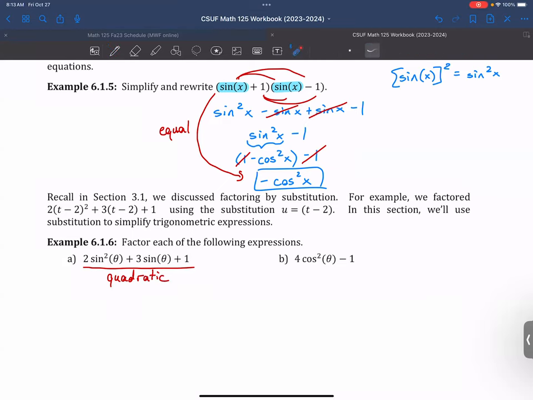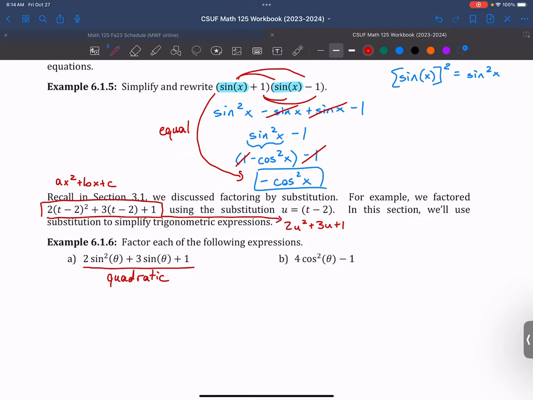And we've used substitution before with expressions like this in section 3.2. We had some expression squared, and then that same expression in the middle term, and then a constant at the end. This is essentially in the form of ax squared plus bx plus c. So we said we're going to do a substitution to replace it with a u so that it looks nicer. When I do that u substitution, I end up with 2u squared plus 3u plus 1, right? That's what this expression becomes, and then we're able to factor that.